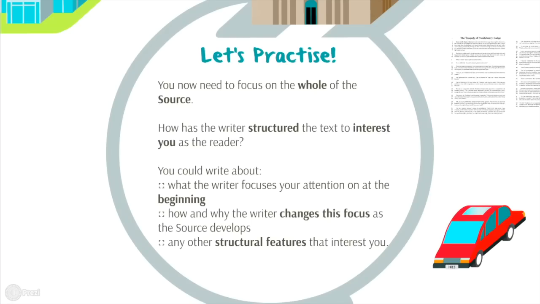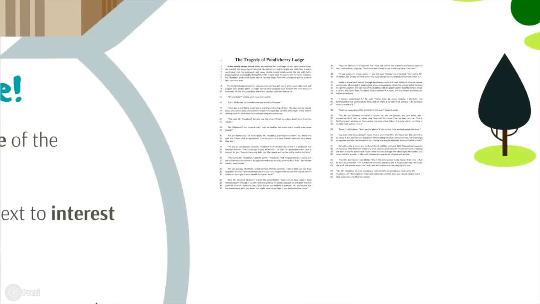Okay, and the text that I'm going to give you is The Tragedy of Pondicherry Lodge, which is a chapter taken from the Sherlock Holmes novel The Sign of 4, and you can get this extract from my website acaexams.wordpress.com. And this is the extract that I got you to practice for question 2 as well. So if you've already done the question 2 video, then you will know this extract very well. Okay, so this is the extract.